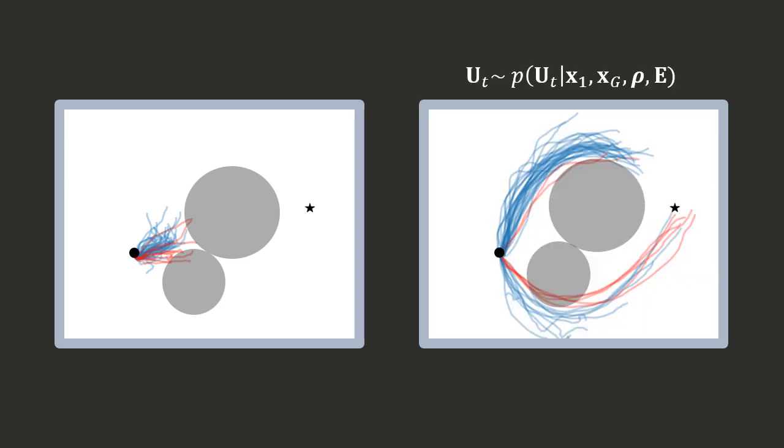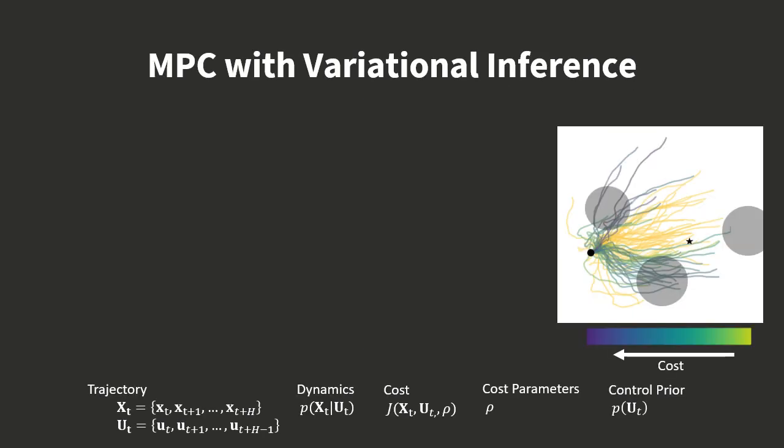In contrast, samples from our proposed learned sampling distribution are shown on the right, showing qualitatively different trajectories toward the goal while avoiding obstacles. How should we train this sampling distribution? Intuitively, we want a sampling distribution where the likelihood of a sample is related to the cost while maintaining diversity.